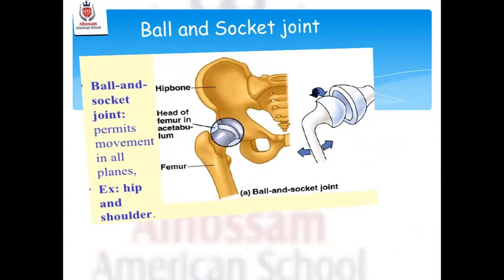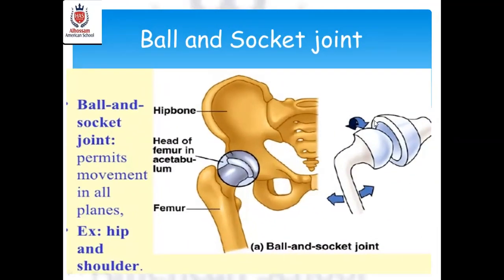The third type of synovial joint is a very common type, important by the way. It looks like a ball inserted in a socket, and that's why it's called the ball and socket joint. Its range of movement is that it permits movement in all planes, in different directions. So you can kick the ball, raise anything with your hand. It's mainly found in our shoulder and hip joints.